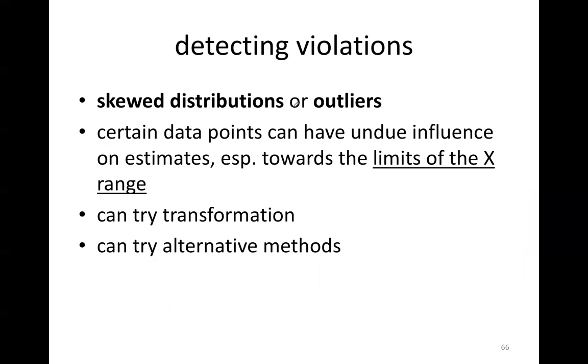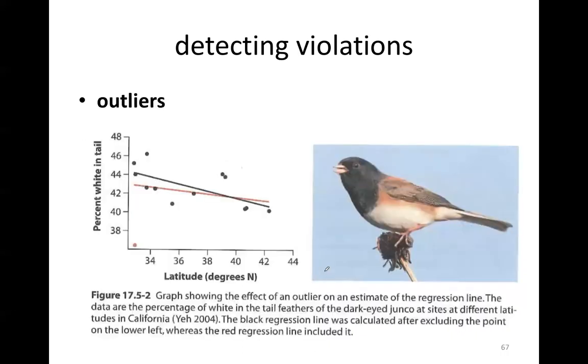If we have skewed distributions and outliers due to skewness, we can try transformation, or we can try alternative methods, or we can consider, if we don't trust these extreme values, removing them. Of course, always reporting what we are removing. Just removing for the sake of removing doesn't help reproducibility in science.